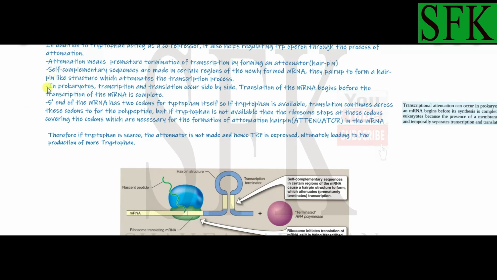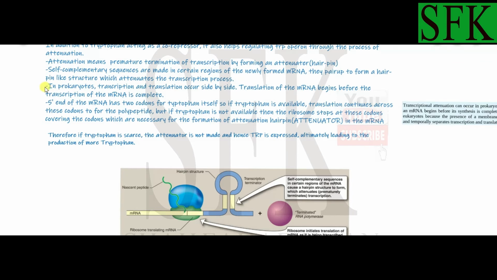Now, in prokaryotes, if tryptophan is available, what will happen? This attenuator will form. But if tryptophan is not available, then the bacterium needs to make more tryptophan, more enzymes, so that more tryptophan can be synthesized. So in that case, what happens?